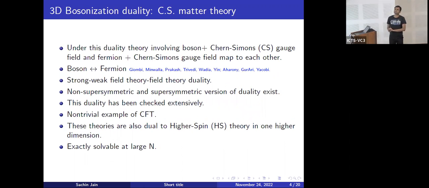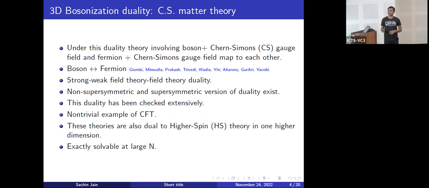Roughly, this 3D bosonization duality is a duality between two theories. It roughly maps a theory of bosons coupled to Chern-Simons with a theory of fermions coupled to Chern-Simons. It's a strong-weak field theory duality. Non-supersymmetric as well as supersymmetric versions of this duality exist. This duality has been checked extensively.